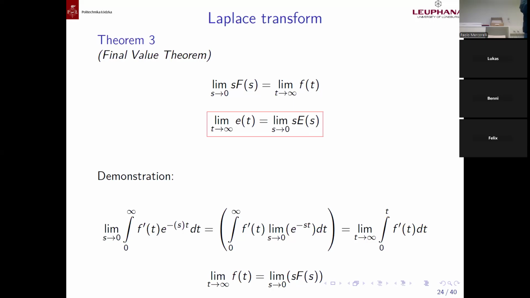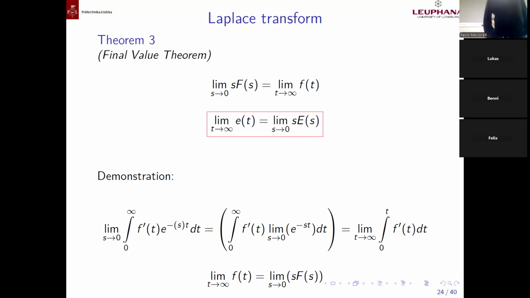Final value theorem. This we will apply also. The theorem says if I want to calculate the limit of the function f of t for t toward infinity, this equals the limit of s to 0 of s multiply F of s. Or equivalently, very often we consider a different notation because it's used for errors in a control loop. The limit of the error e of t for t towards infinity equals the limit of s to 0 of s multiply E of s, capitalized. It is just a change of notation instead of f.